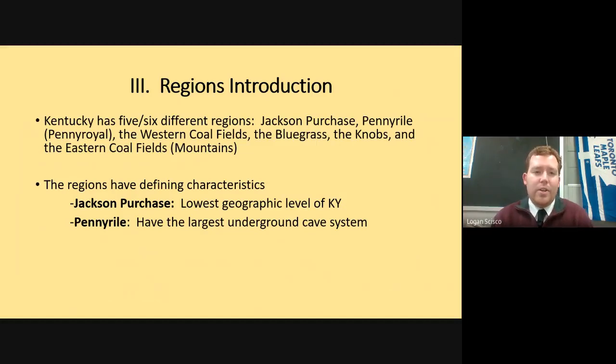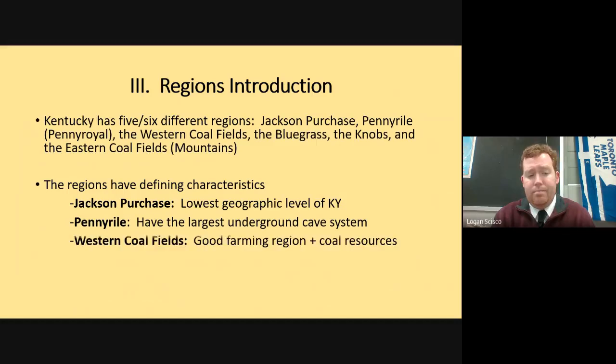But Pennyroyal is known globally for its vast network of caves, many of which, by the way, have yet to be mapped. The Western coal fields are called that because of the coal that is found in that region, but this is also a good farming region of the state. A lot of good fertile farmland can be found there. We call it the Western coal fields because not only do we have a lot of coal in the eastern side of the state, we also have it in that western portion.